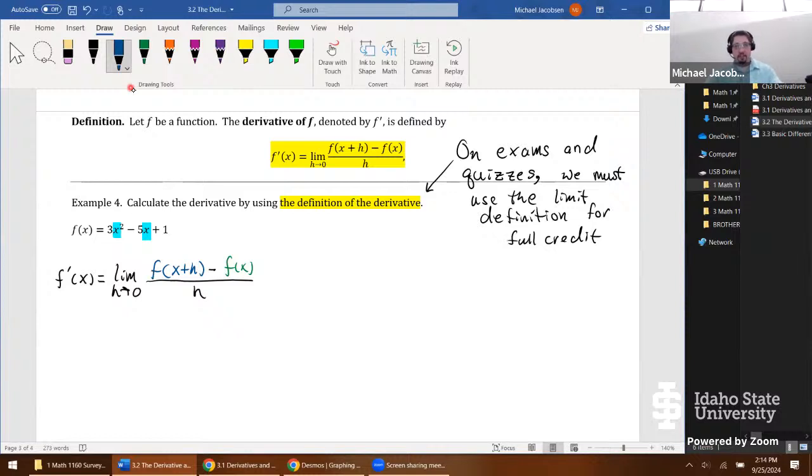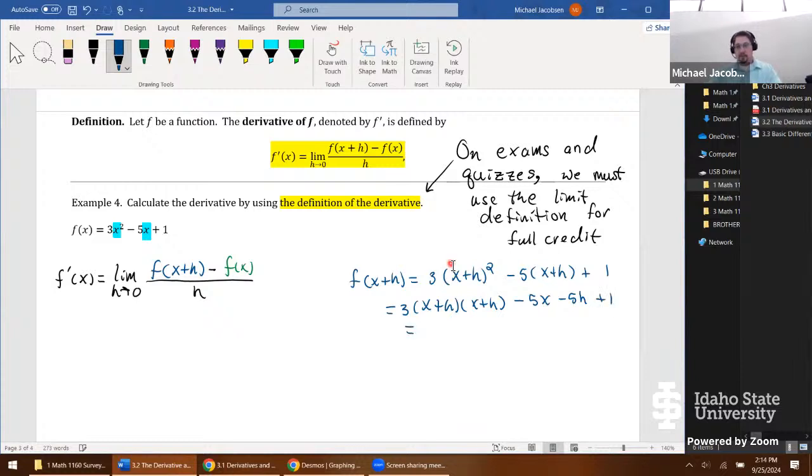Let's work that out on the margin. F at x plus h is now equal to 3 times x plus h, power 2, minus 5 times x plus h, plus 1. So now we need to expand all these things out. This is going to turn into 3 times x plus h squared. If we like, we can write out like this to visualize it better. Then minus 5x minus 5h plus 1.